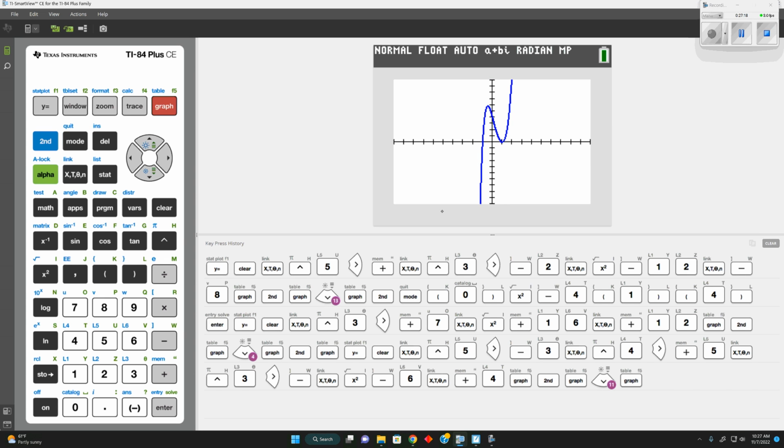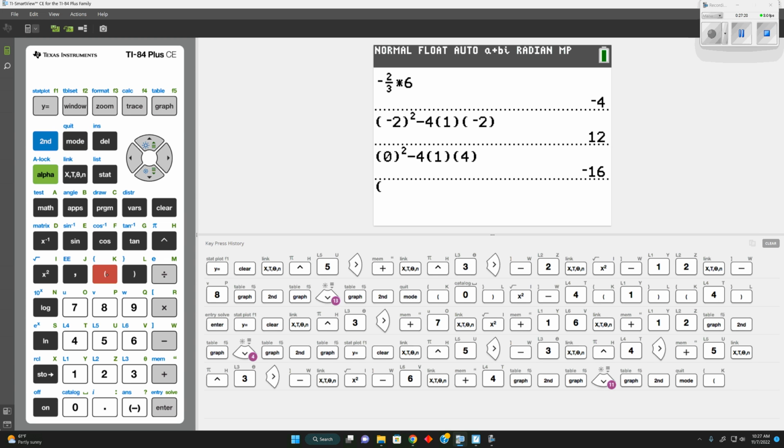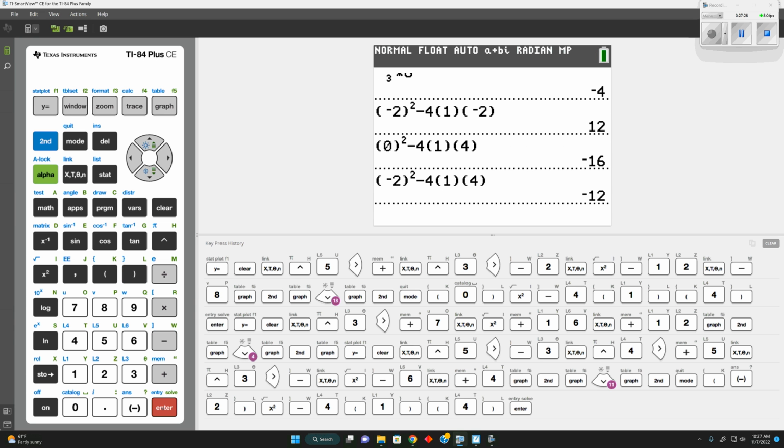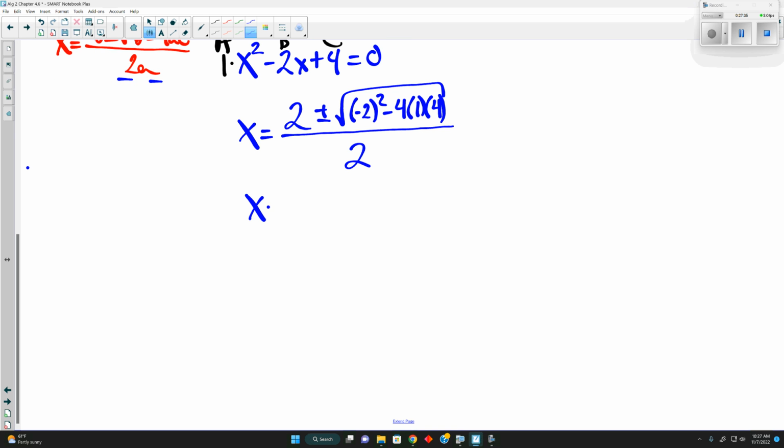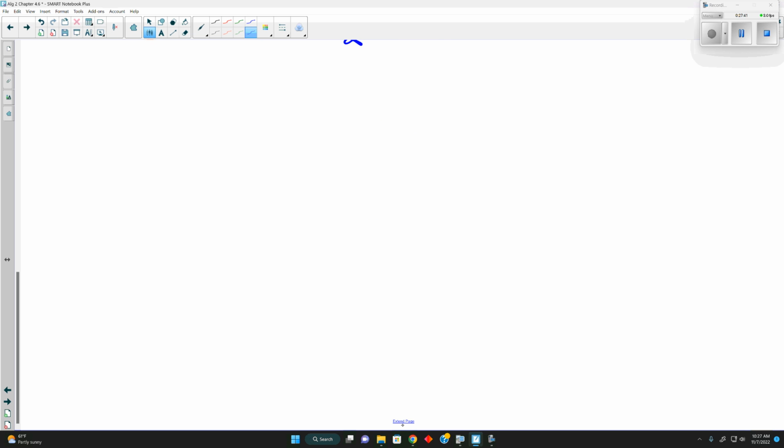Now at this point, we can plug it in. So negative 2 squared minus 4 times 1 times 4 gives us negative 12. So what that tells us is that x is equal to 2 plus or minus the square root of negative 12 over 2.